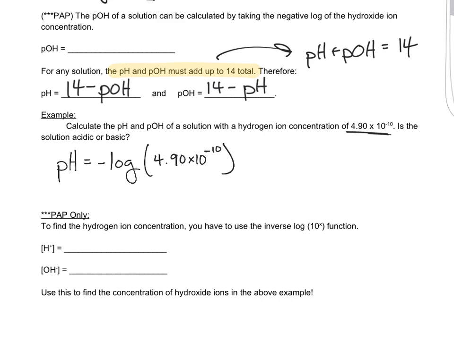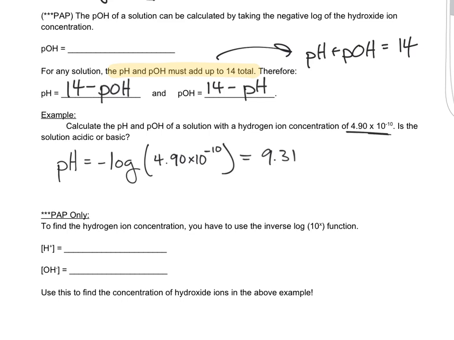Now you whip out your calculator. I'm going to use my phone because it's what I have right here on me. Turn it sideways to get a logarithm function and type that in. And I get a pH of 9.31. And pH doesn't have a unit, it's just pH. So we leave it as that number.